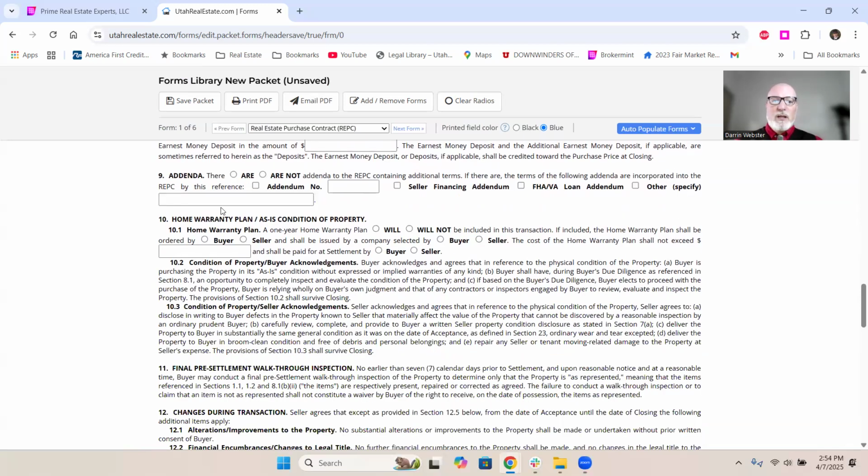Okay, addenda. This is where you're going to list any and all addenda that are on there. FHA VA loan addendum, seller financing addendum. If these are being used, they should really be addendum number one. Then all other addenda can be named.